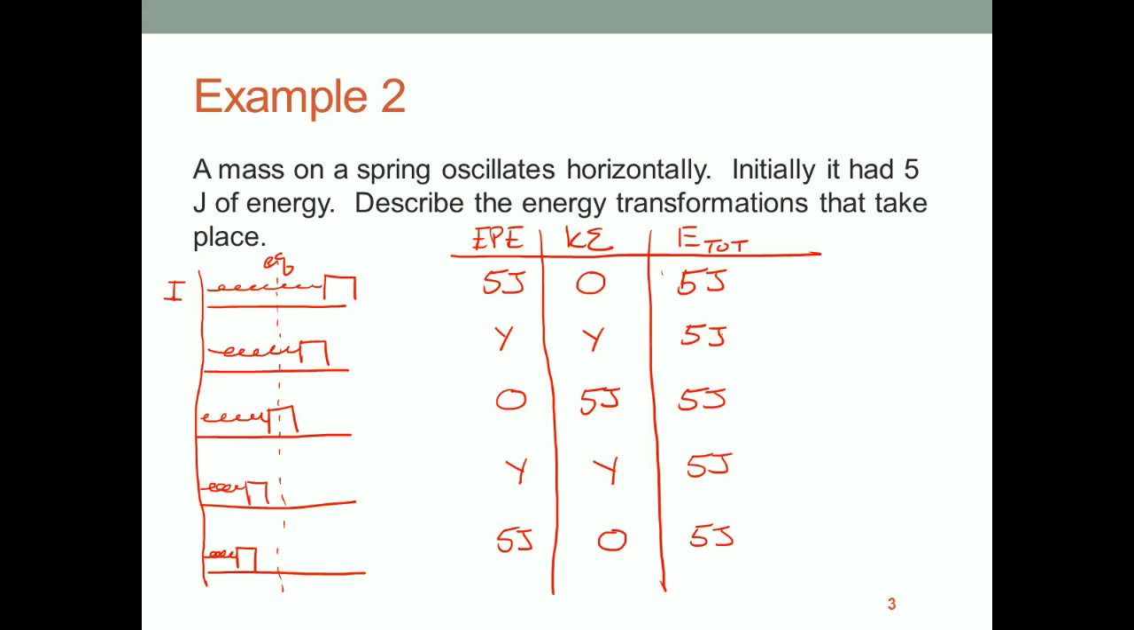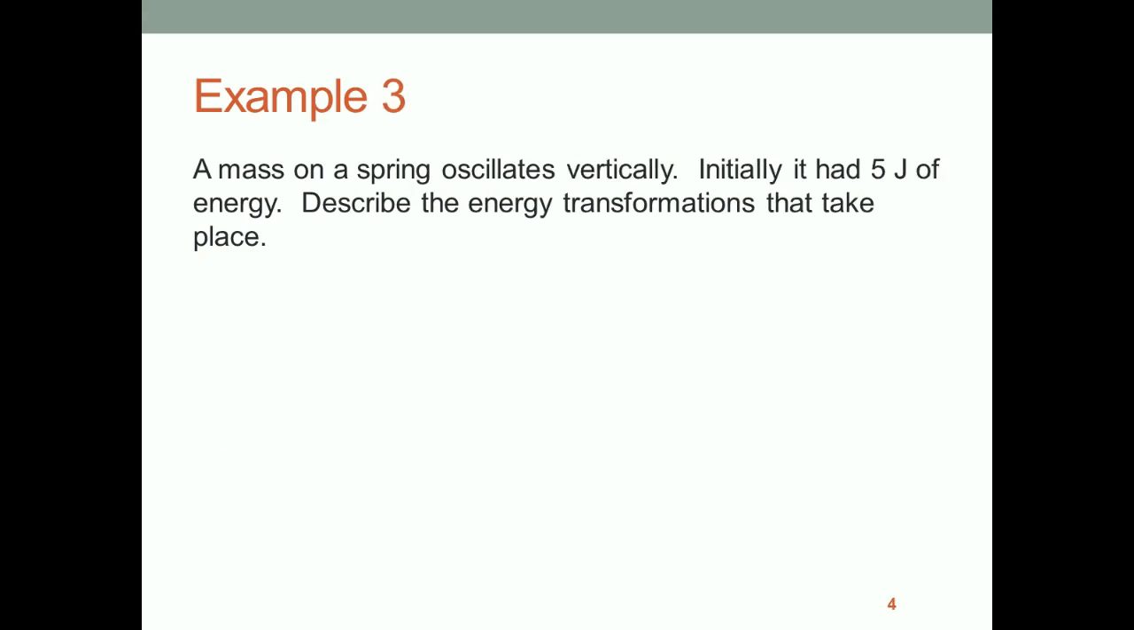In the next example, we have a mass on a spring, but now it's oscillating vertically. So I'm going to do something very similar, but because we're oscillating vertically, we have to consider GPE, EPE, and KE in our considerations. And I'm going to put E total at the top because I ran out of room at the bottom.